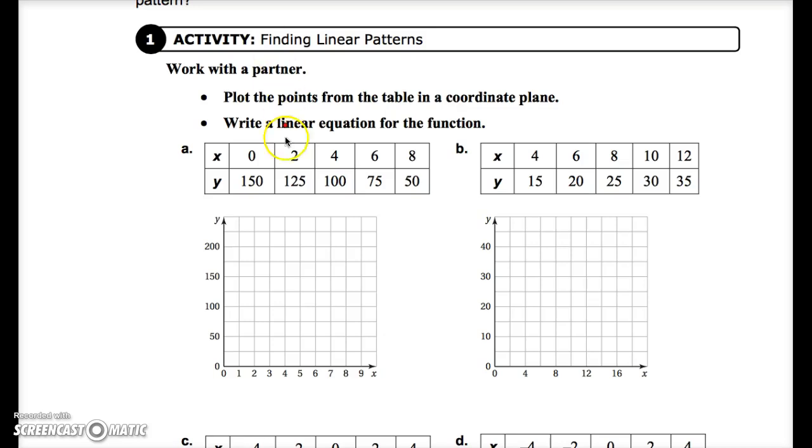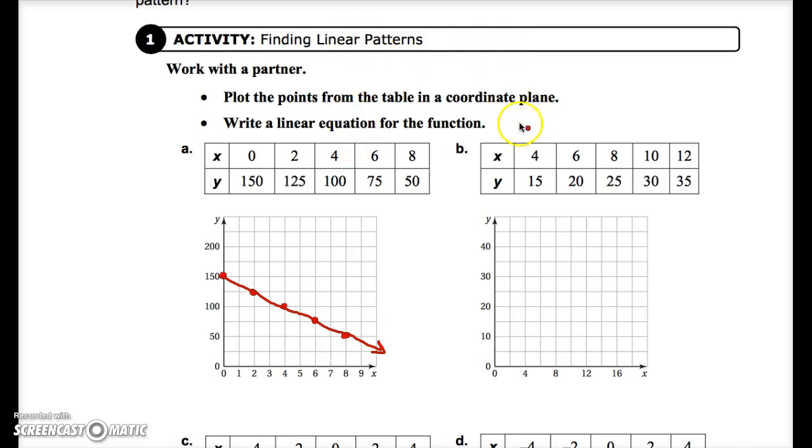So if I plot these, my ordered pairs, I have x and then y. So I'm going to go over 0 and up 150. So that's going to be right there. Over 2 up 125. Over 4 up 100. Over 6 up 75. And over 8 up 50. So there's my points, and I will connect my line there.